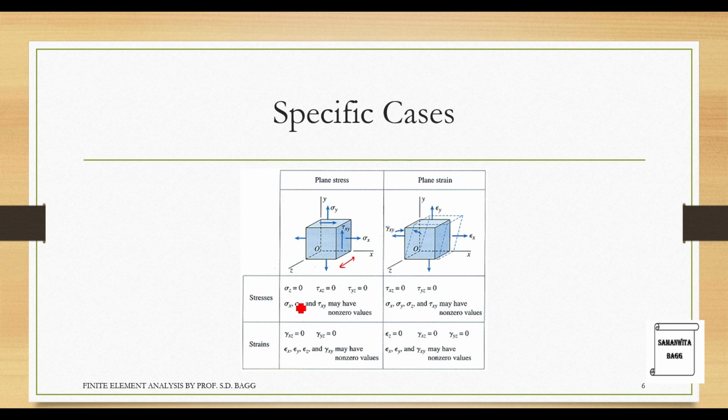When we talk about the strains along this body, gamma XZ is 0, gamma YZ is equal to 0. Again, you can see it is with respect to Z axis that the values are going to be 0. And epsilon x, that is the strain along x-axis, epsilon y is the strain along y-axis, epsilon z is the strain along z-axis, and gamma xy may have non-zero values. So this is also strain along xy direction, it may be non-zero.